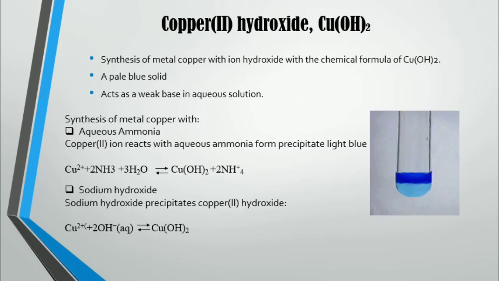Next metal is copper. Synthesis of metal copper with hydroxide will form a chemical formula of copper(II) hydroxide. This compound is a pale blue solid and acts as a weak base in aqueous solution. Copper can be synthesized with two solutions, which are aqueous ammonia and sodium hydroxide.